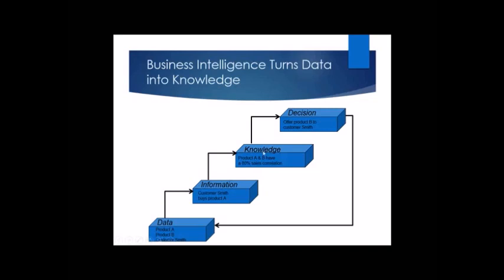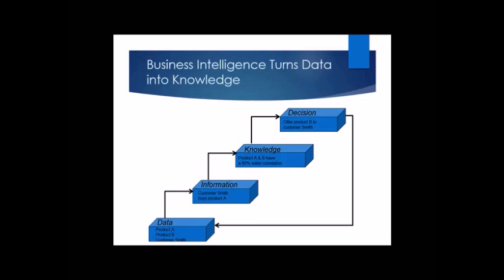Now, knowledge is a step up above information in that a collection of information can lead to insights or help to attain certain knowledge, say, knowledge that product A and product B always get purchased together. So knowledge is what we want or require in order to make decisions. And the process of turning data into knowledge is known as business intelligence.